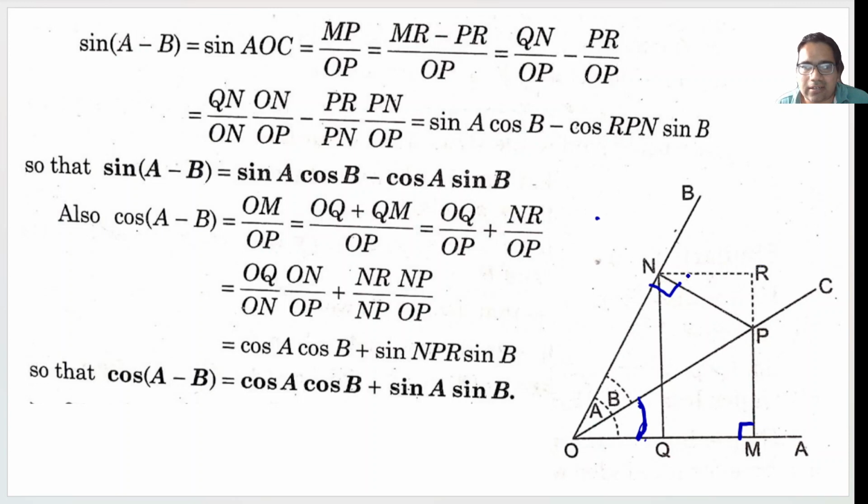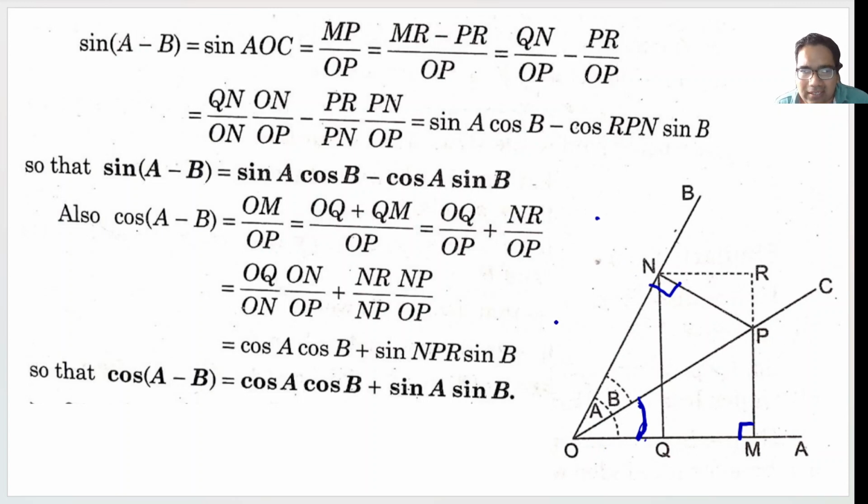And let's draw another horizontal line so that it meets at R. R is actually parallel to the base, that is QM. Basically, R, M, Q, this is a rectangle. PN is perpendicular to OB. PM is perpendicular to OA. This is a rectangle.